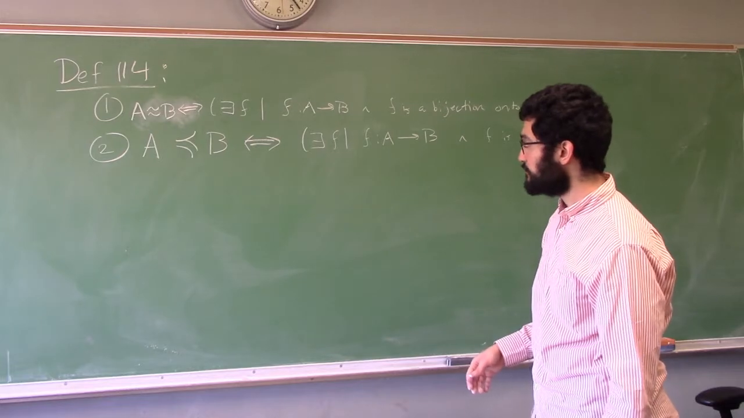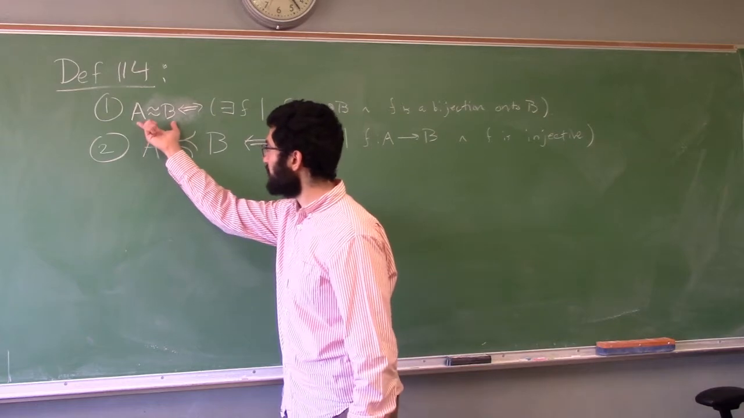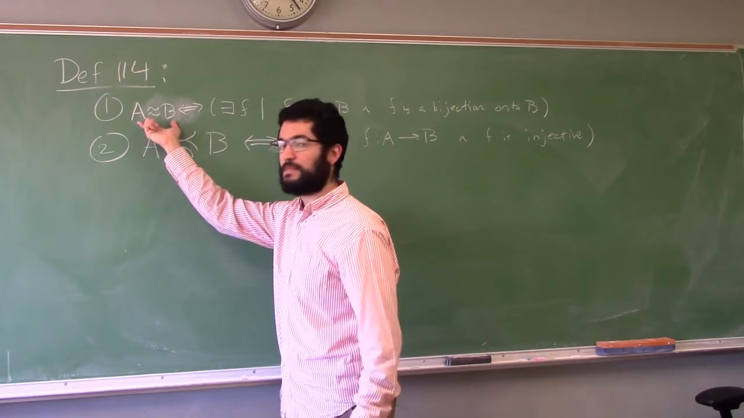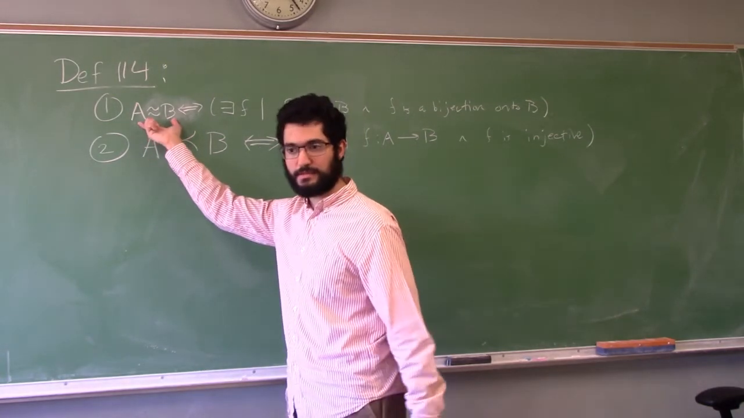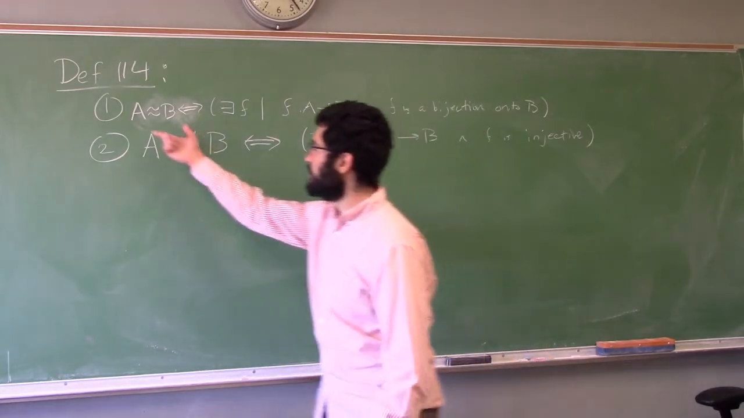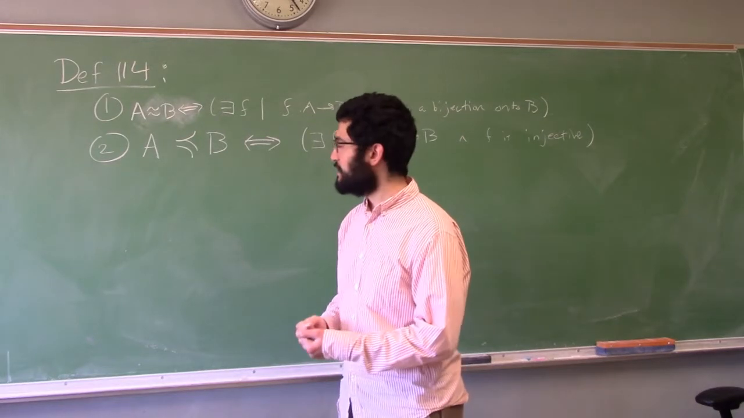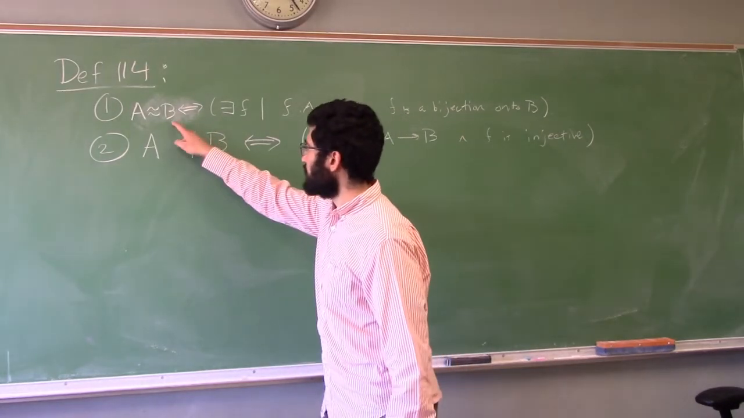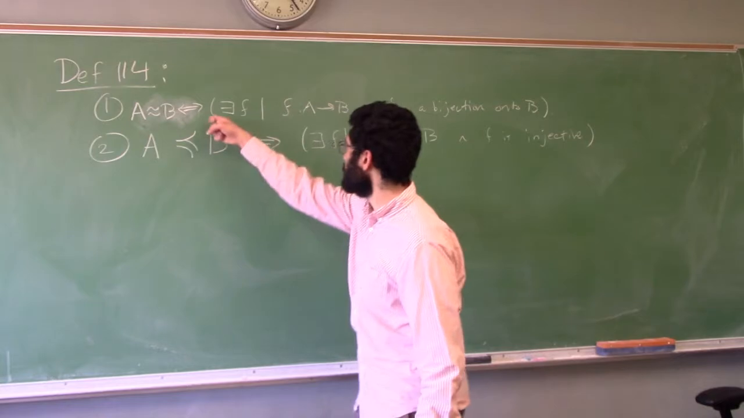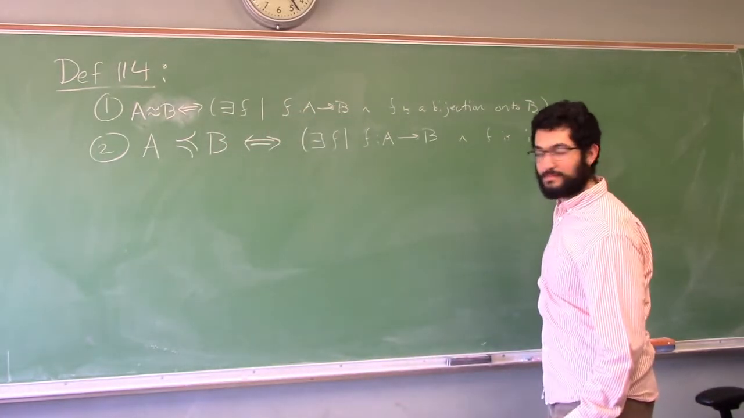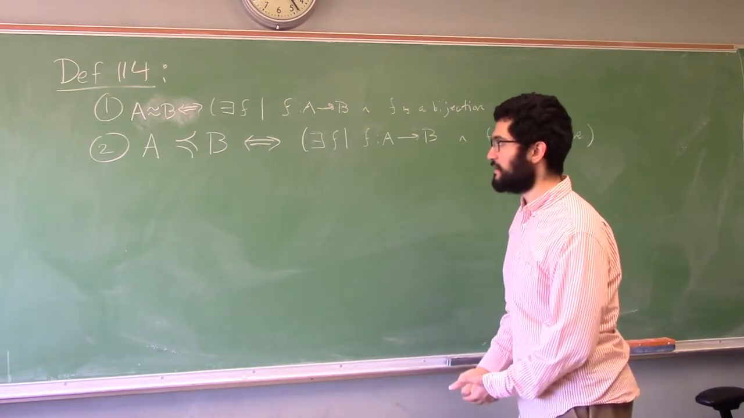And usually we read this out loud as A has the same number of elements as B, or A has the same cardinality as B. So you could read this as saying A has the same cardinality as B. There's some quality that A and B share, and for which the fact that they share this quality can be expressed like this, by the existence of a bijection, and that quality is called cardinality.